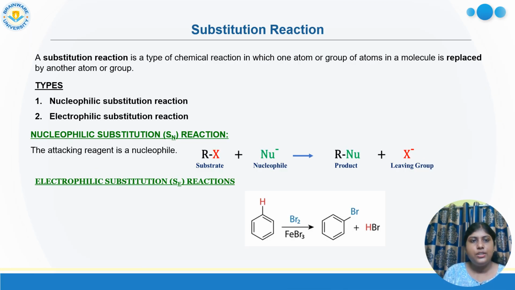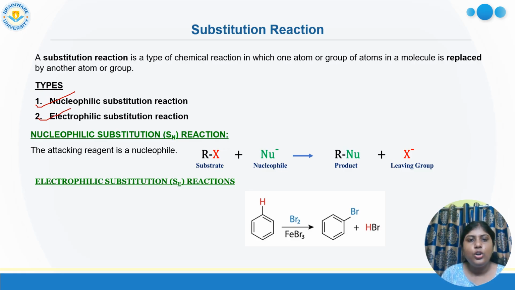What is a substitution reaction? A substitution reaction is a type of chemical reaction in which one atom or group of atoms in a molecule is replaced by another atom or group. There are two types of substitution reaction. One is nucleophilic substitution reaction and the second one is electrophilic substitution reaction.